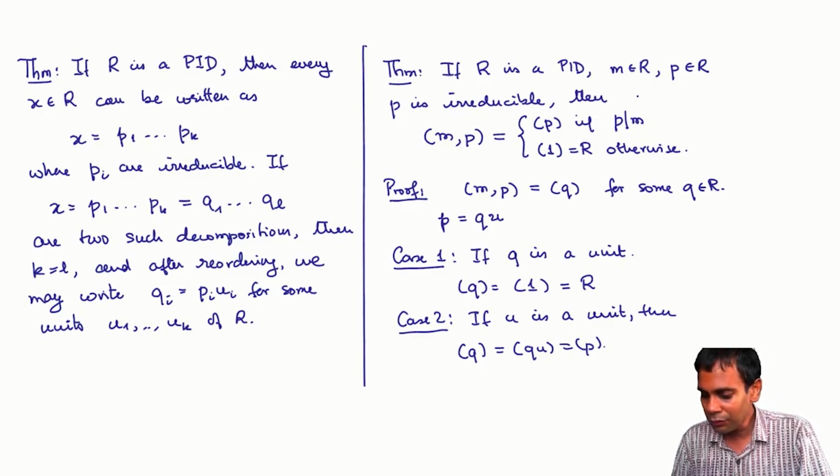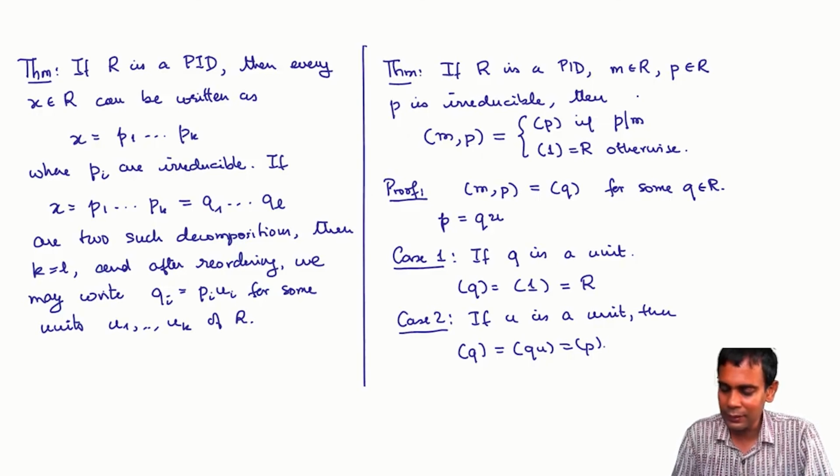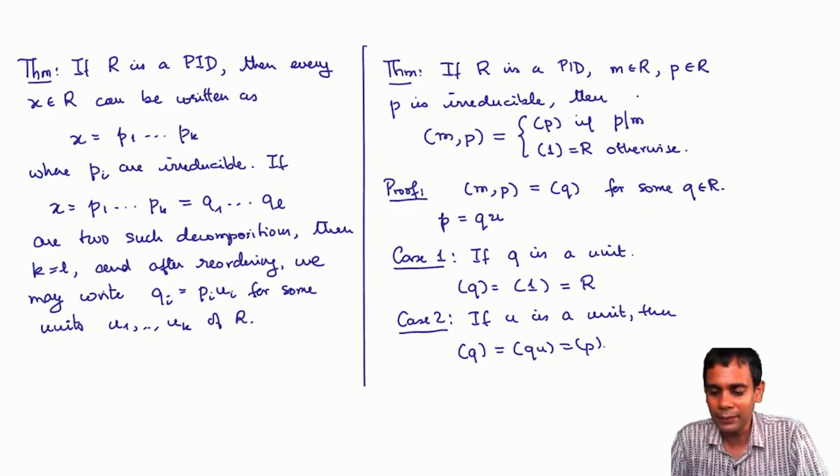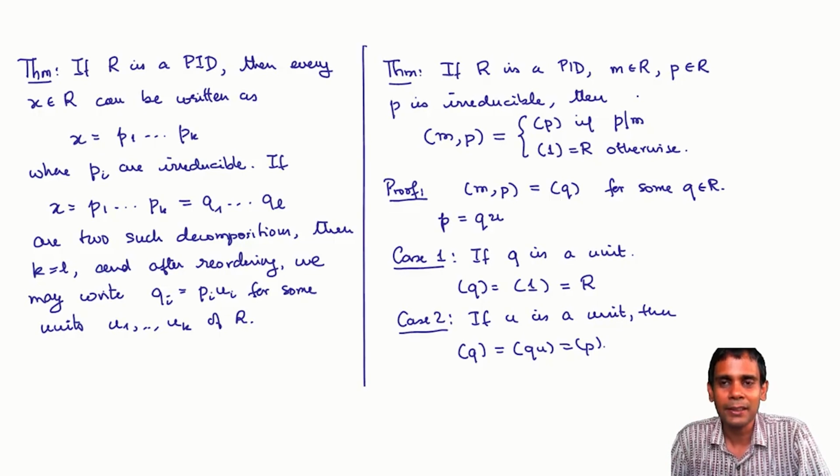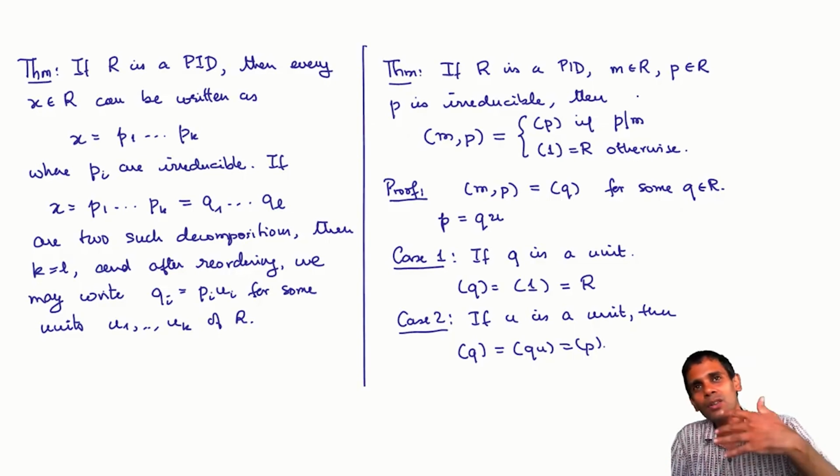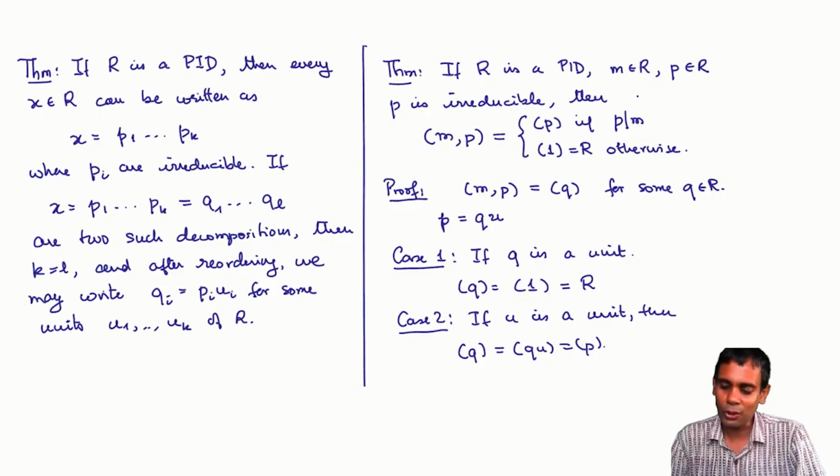Now if you take this theorem here and go back to the proof of the fundamental theorem of arithmetic that I did a few lectures ago, you will be able to work out all the steps exactly as it was there and complete the proof. This is something you should all try to do.